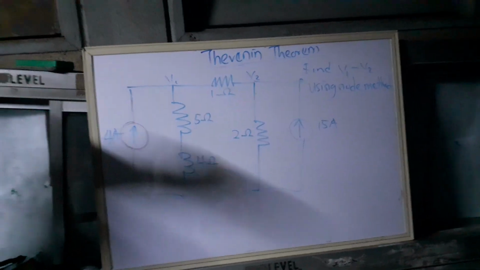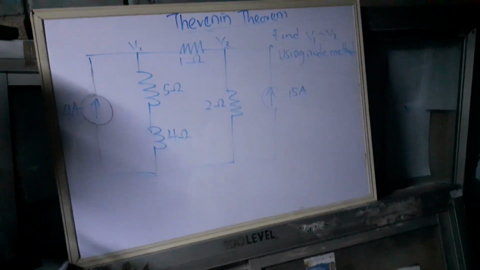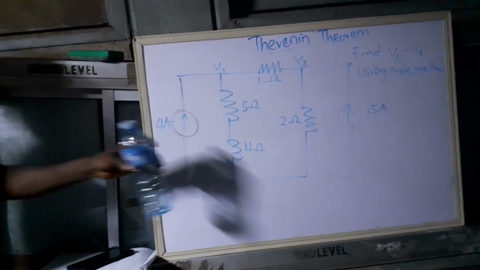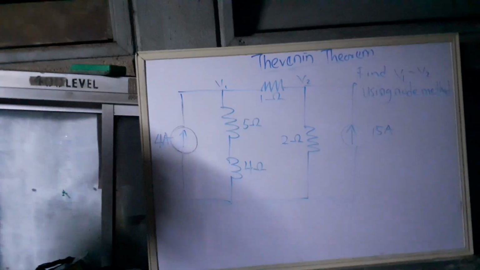That one, you just know this one. Find V1 minus V2. I say I equals V over 4. Find V1 minus V2 using those methods. Find the value of V1 minus V2.